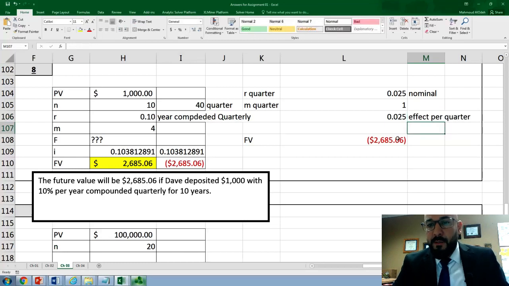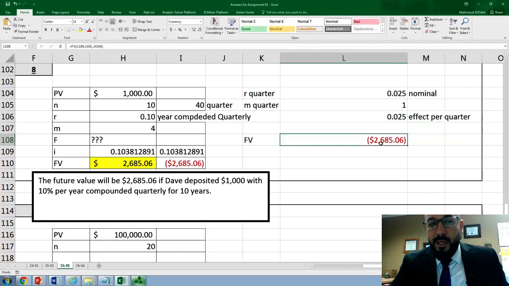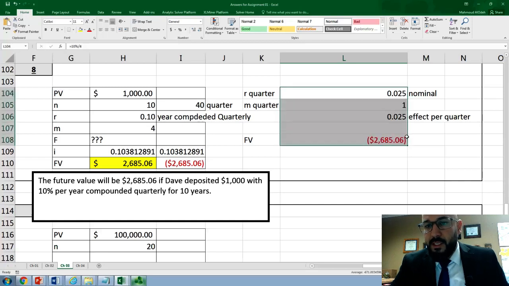as we did here. And then once we're done, we calculate the future value, and it should give you the same answer. So in this method, we use the years as a base of our calculation. On this method right here on the right side, I used the quarter as the base of my calculation.